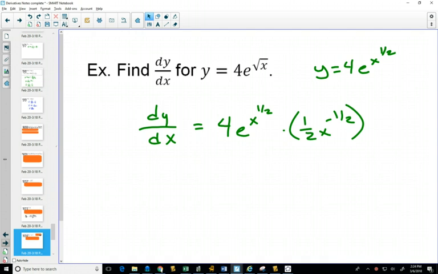Could simplify that too. The half and the 4 would go away. Put the square root of x on the bottom.